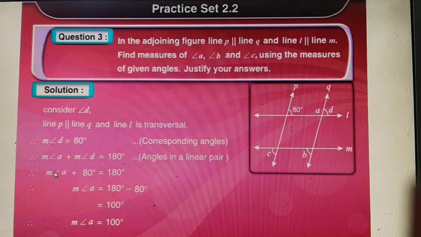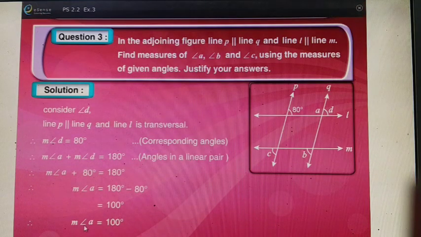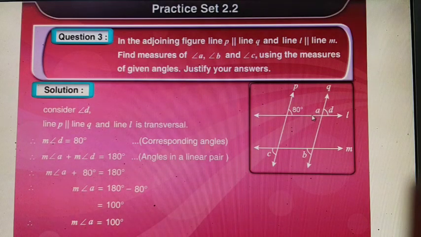Then the measure of angle A plus the measure of angle D is equal to 180 degrees. Can you see these both angles are in a linear pair? Therefore, I can say the measure of angle A plus the measure of angle D is equal to 180 degrees. The reason will be angles in a linear pair. Now substitute the value of D here. The measure of angle A plus 80 degrees is equal to 180 degrees. The measure of angle A is equal to 180 degrees minus 80. I have kept the measure of angle A here and shifted this 80 to the other side of the equal sign. It will change its sign and become minus 80. The answer is 100. Therefore, the measure of angle A is what? 100 degrees.